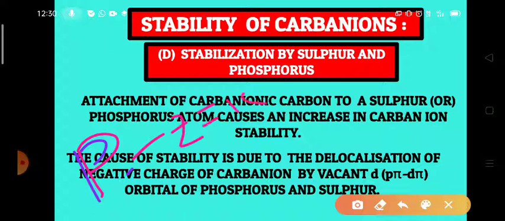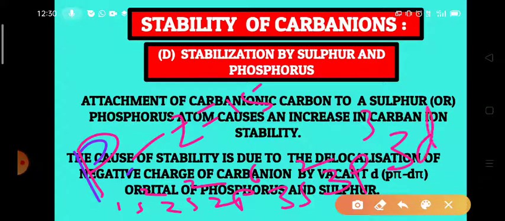Atomic number is 15 and the electron configuration is 1s2, 2s2, 2p6, 3s2, 3p3 and 3d empty. In phosphorus, look here, there is an empty d orbital. I have written the electron configuration in order to show that phosphorus atoms contain d orbitals in them.